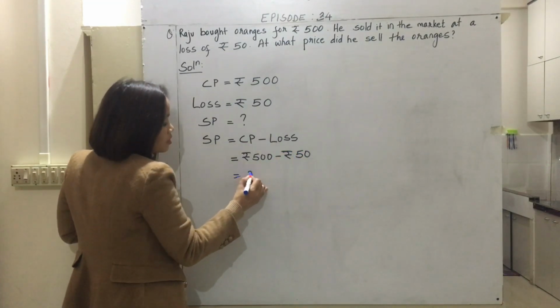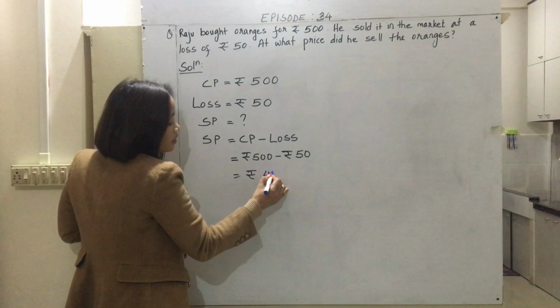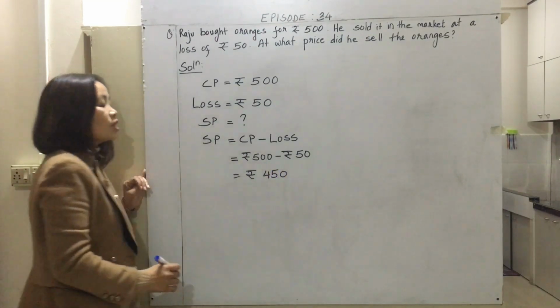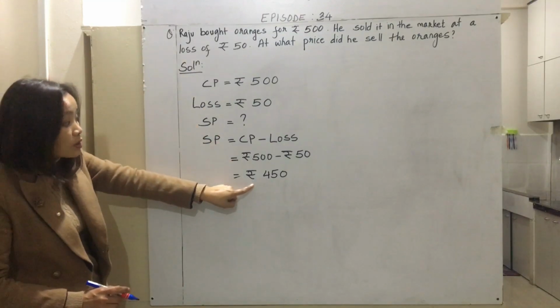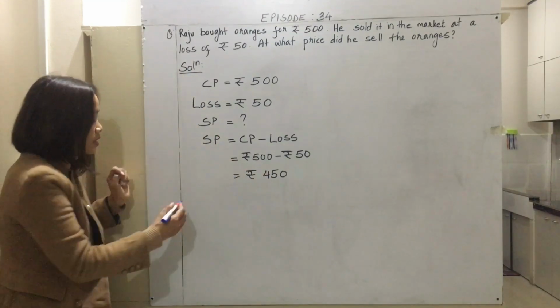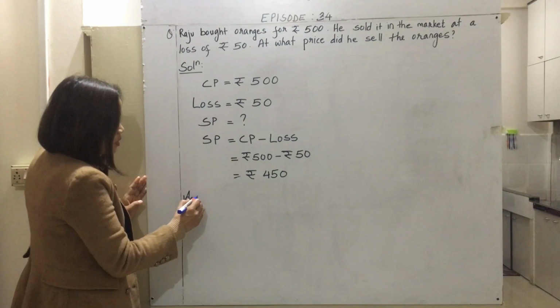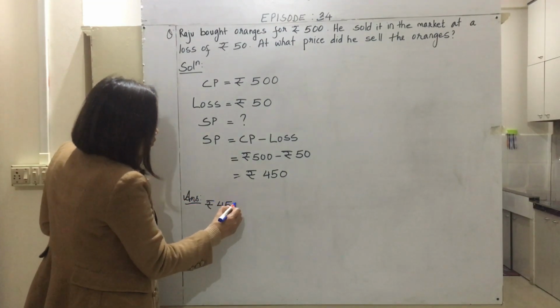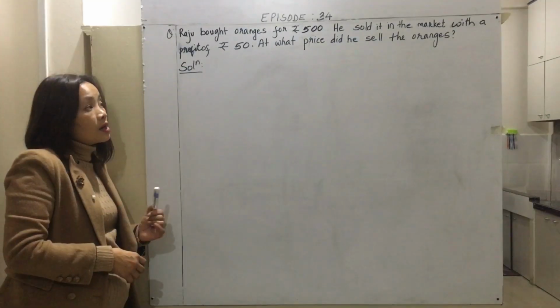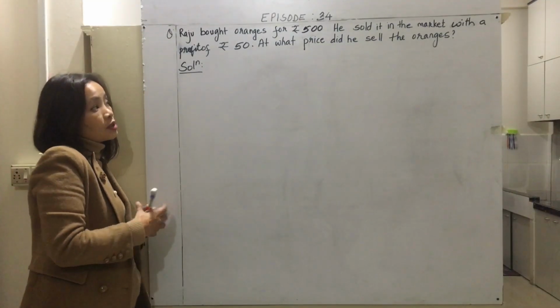Then how much is it? Rupees 450. That means he bought it for rupees 500 and sold it for rupees 450. Now the selling price, the answer is rupees 450.